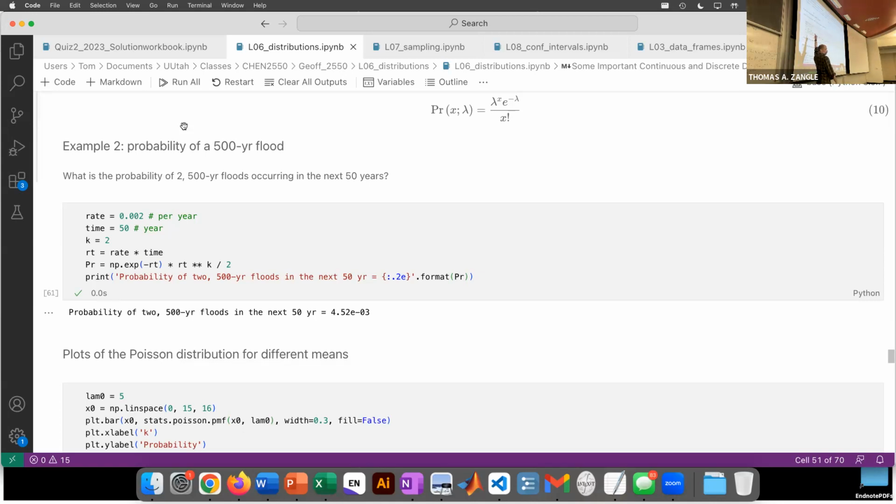So RT, or the lambda that we plug into the Poisson distribution, is just that rate times the time. So it's 0.002 times 50. And we're plugging that into our definition of the Poisson distribution, and we're going to look at the output.